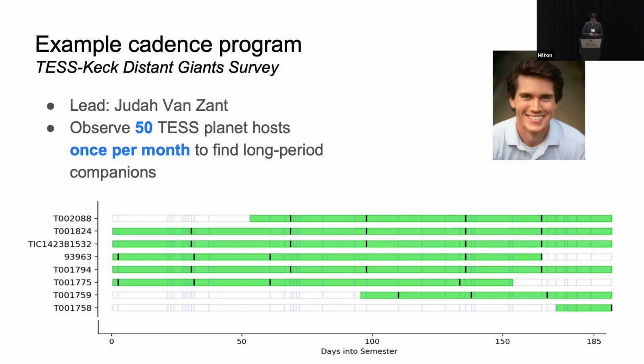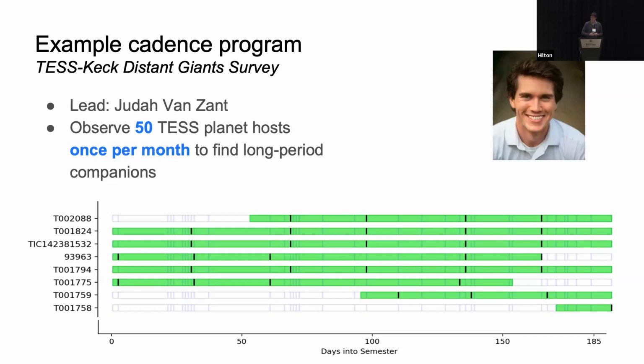Just to give you an example of one program, this is the Distant Giants survey. This is one of the programs we're executing with HIRES. This is led by Judah Van Zandt. And the idea here is to observe 50 test planet hosting targets roughly every month. And this is just a few of them. The black lines show the scheduled observations. The green bands show the visibility windows. And you can see that we're getting regular cadence.